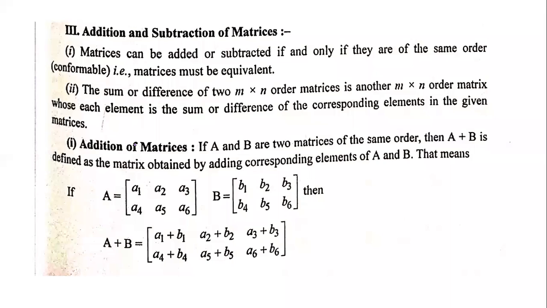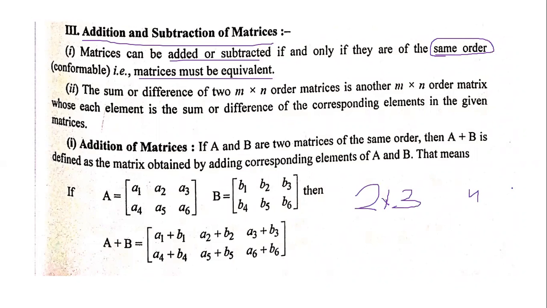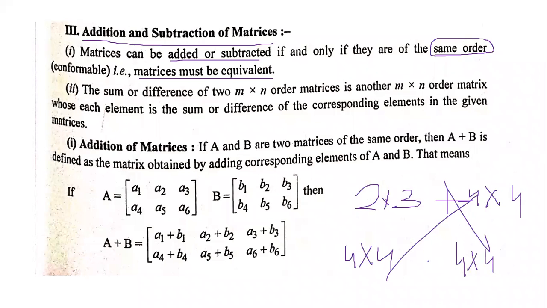Okay, good. Now let us go to the addition and subtraction of matrices. So matrices can be added or subtracted if and only if they are of the same order. First and foremost condition to be understood. So matrices must be equivalent, only then you can do the addition or subtraction. If you have a 2 by 3 and a 4 by 4 matrix, you cannot add them. It has to be of the same order. If it is 4 by 4, the other one also has to be 4 by 4. Then only you can add or subtract the matrices.